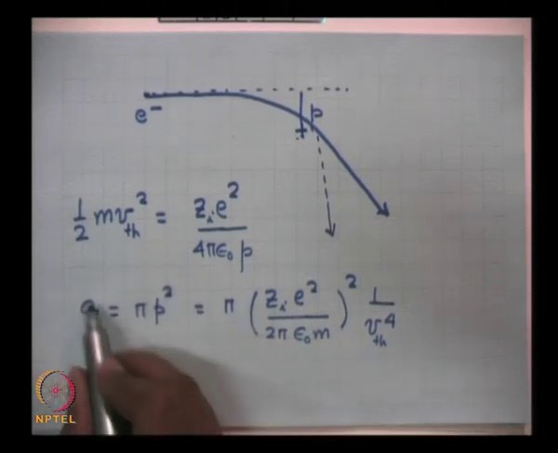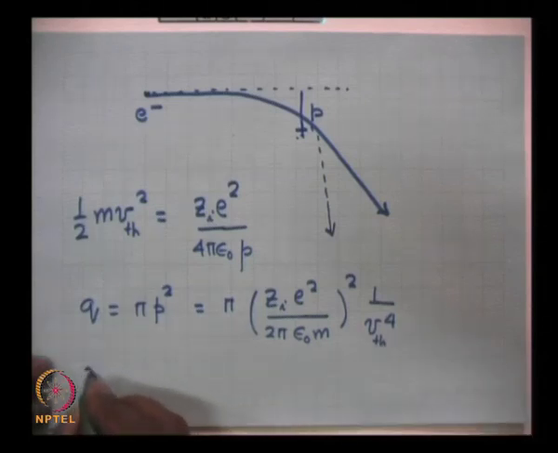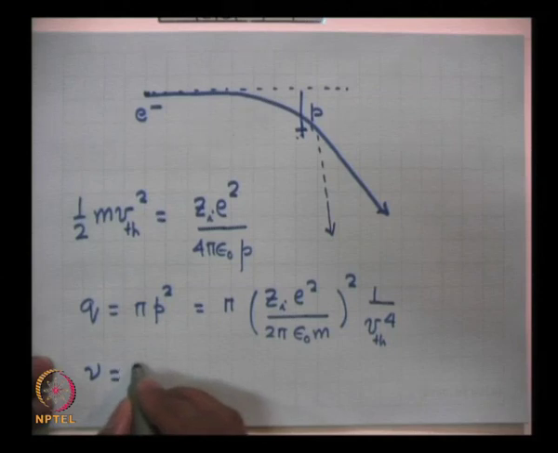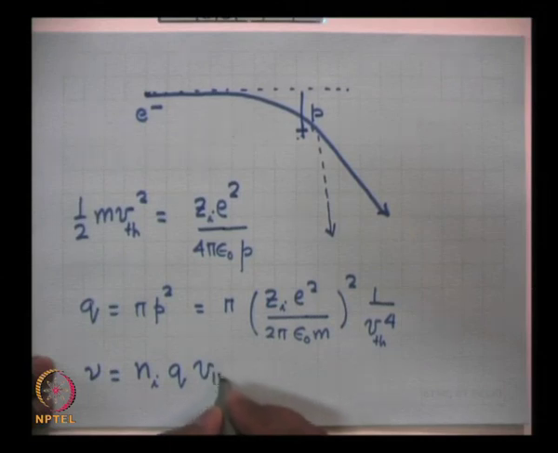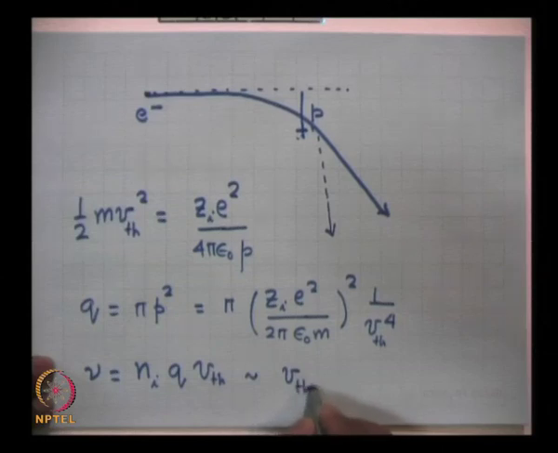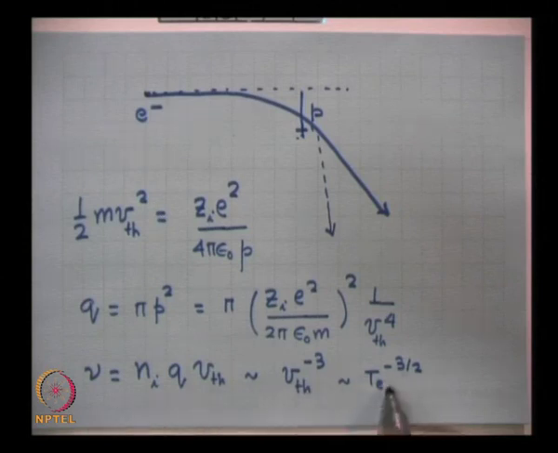So, collision cross section Q is inversely proportional to the fourth power of velocity. How about the collision frequency? Collision frequency is a product of ion density, collision cross section and thermal velocity. So, when you put these numbers in here, this scales as thermal velocity of electron to the power -3 or temperature of the electron to the power -3/2. This is a very important dependence, means the larger the electron temperature, the weaker the collision frequency.